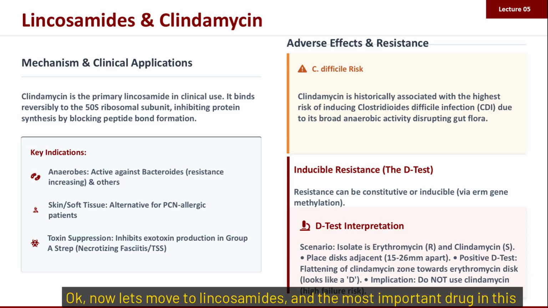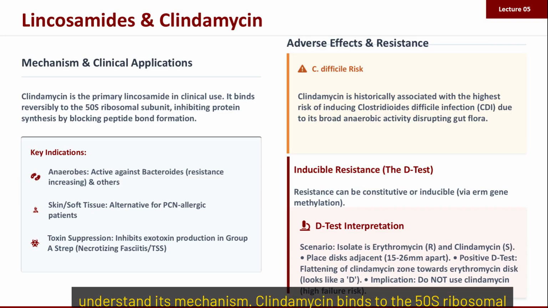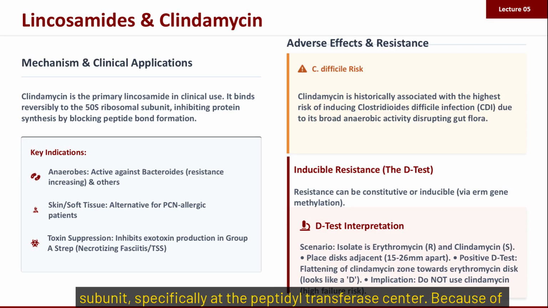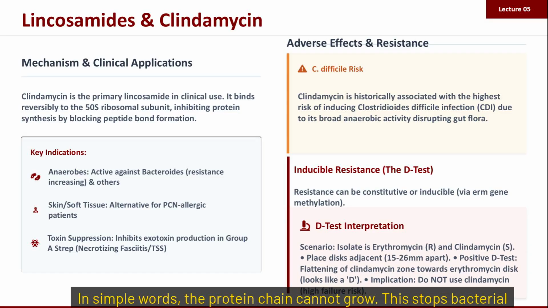Okay, now let's move to lincosamides, and the most important drug in this class is clindamycin. This is a very commonly used drug, especially in hospital settings. First, understand its mechanism. Clindamycin binds to the 50S ribosomal subunit, specifically at the peptidyl transferase center. Because of this, it blocks peptide bond formation. So the bacteria cannot join amino acids to form proteins. In simple words, the protein chain cannot grow.